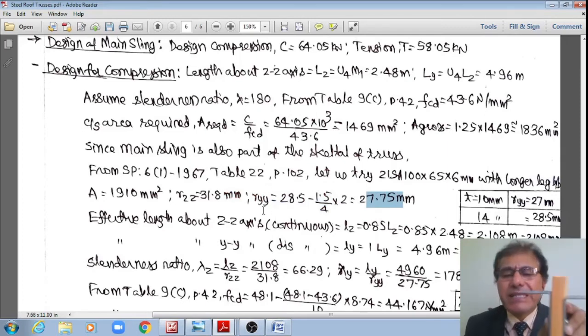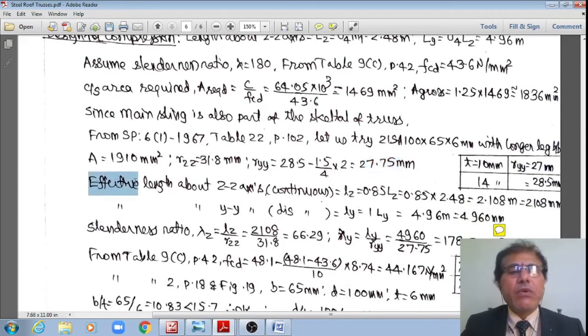About the major axis it is 31.8. About this minor axis it is 27.75. Now, once I get this, let me calculate the effective length about the major axis. About the major axis it is continuous, student. Please make a note. I have already shown, right?